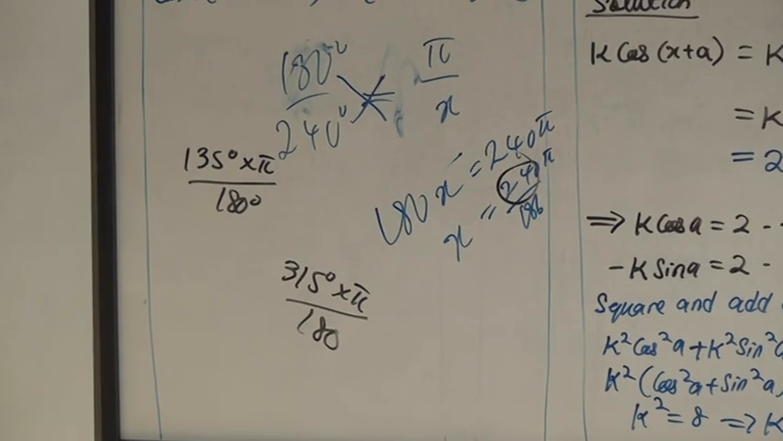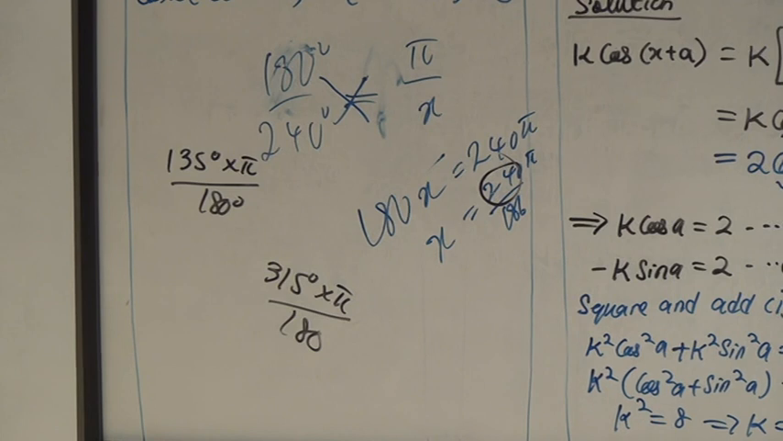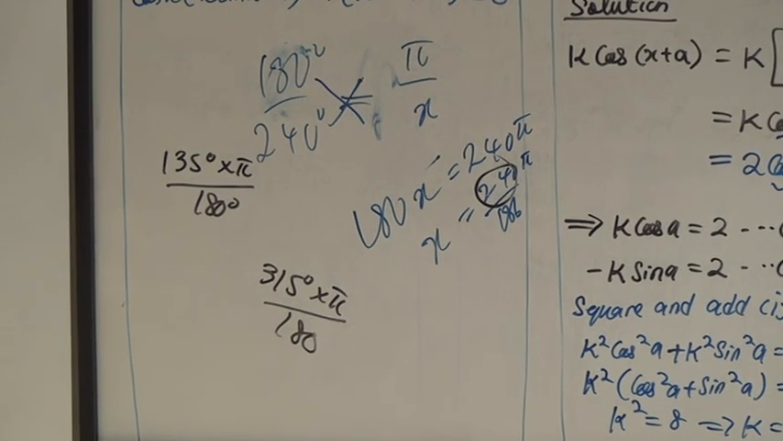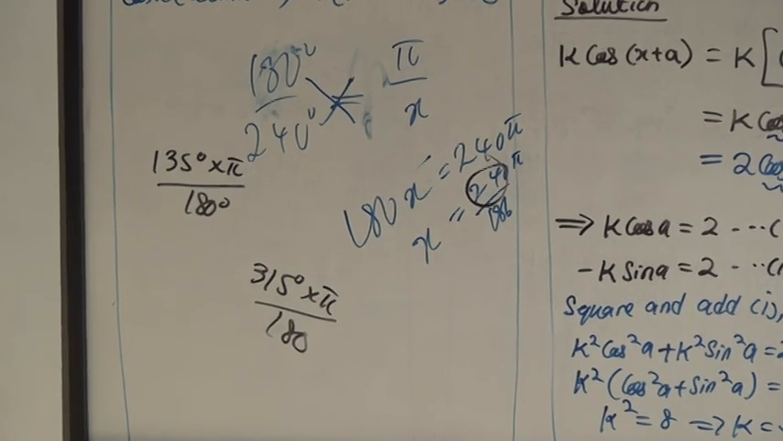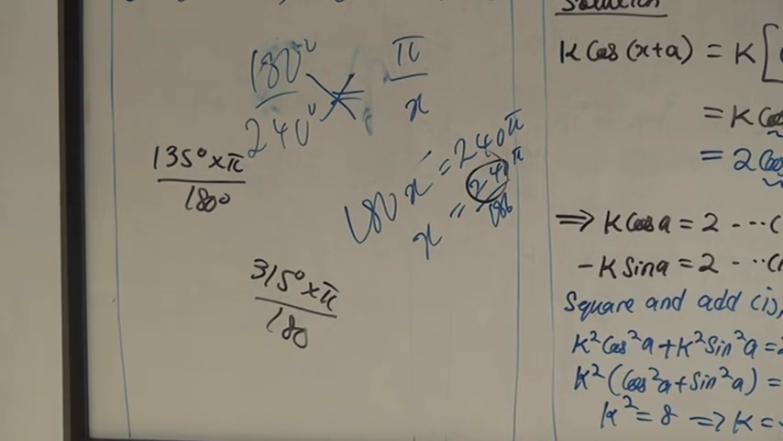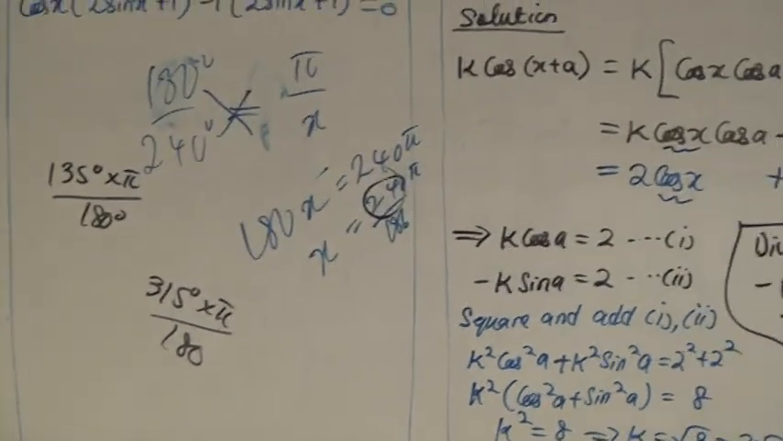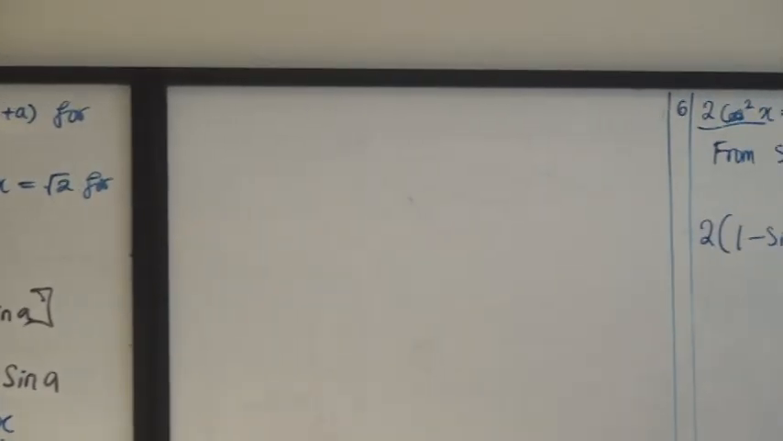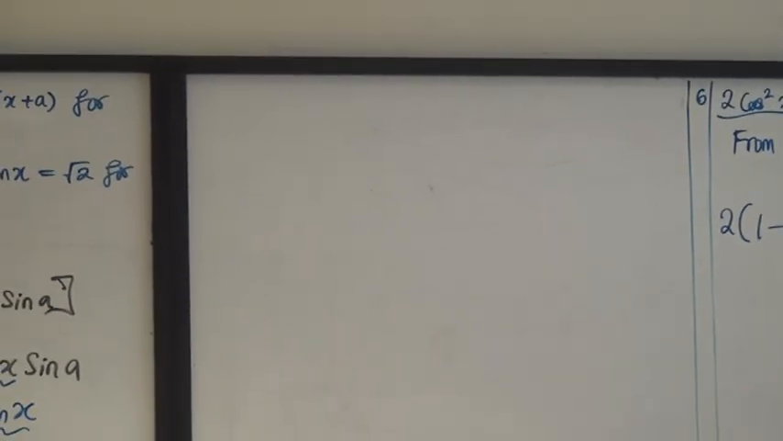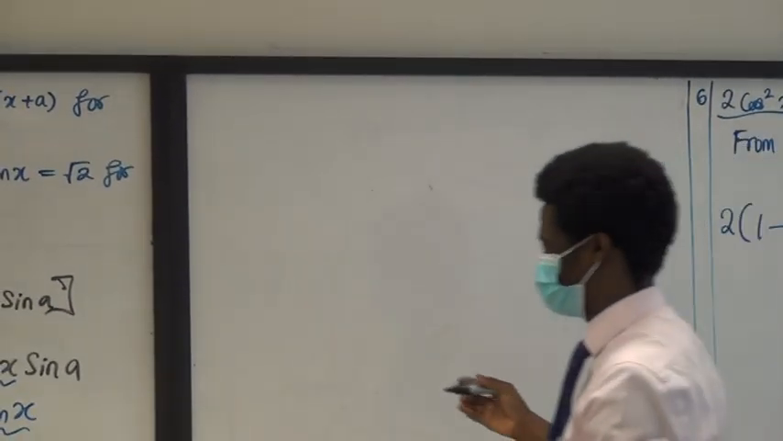3 pi over 4. One minute to go, before the food is killing. 3 pi over 4 and 7 pi over 4. Please focus. Attention, quickly. We're almost there.